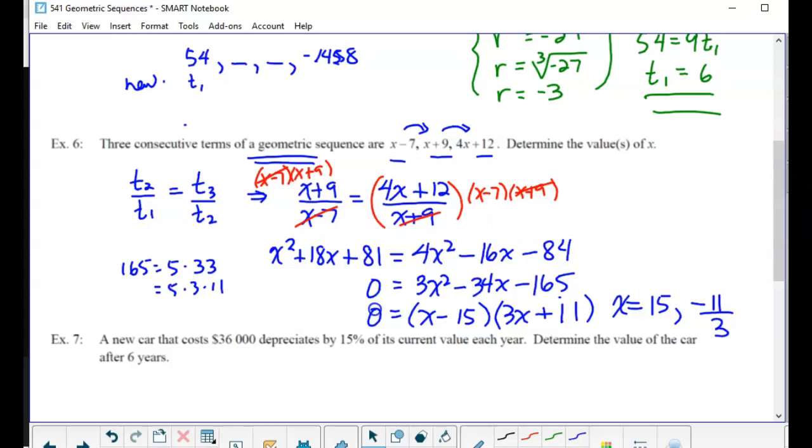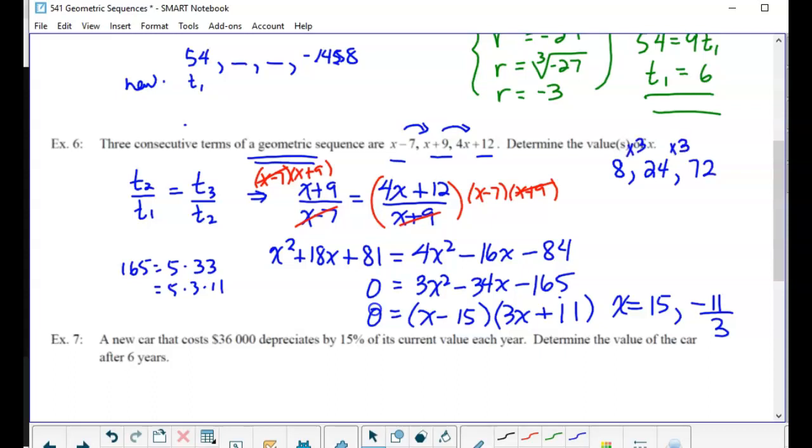Determine, well, it didn't actually say, so you don't have to go back and actually get the terms. So 15, let's do that though. If we put 15 in there, 15 minus 7 is 8. 15 plus 9 is 24. 60 plus 12 is 72. So our common ratio would be 3.